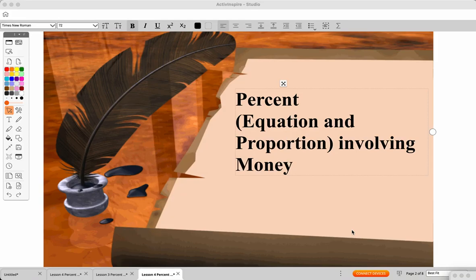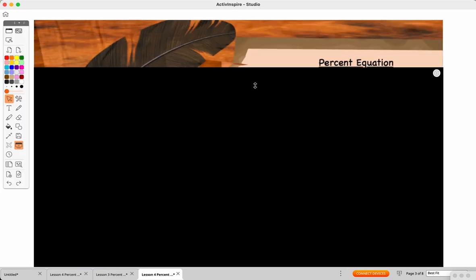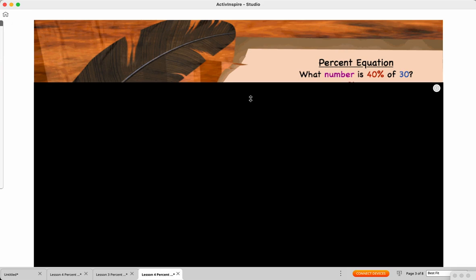All right, guys, let's get started. Let's look at our percent equation this time. We're going to still talk about percent proportion, but really we want to work out percent equation this time. And the great thing about it is it's really similar to percent proportion, okay? Percent equation focuses more on the words and how you can translate the words into an equation, okay?